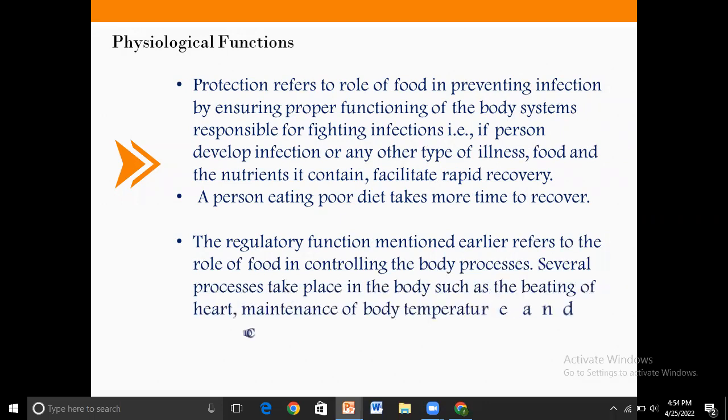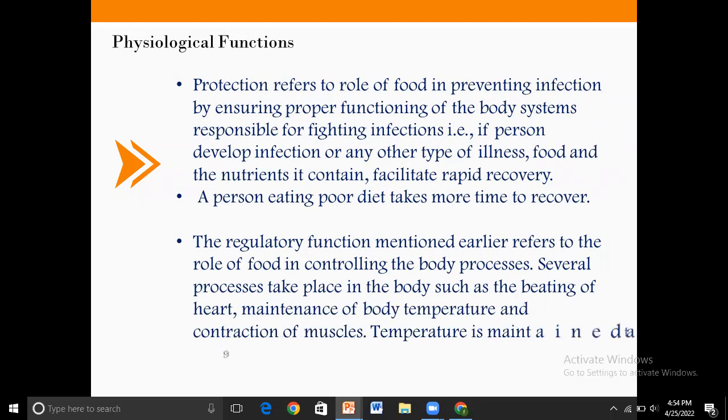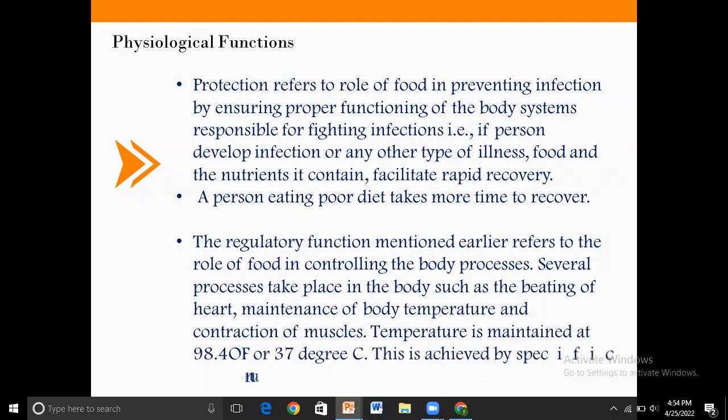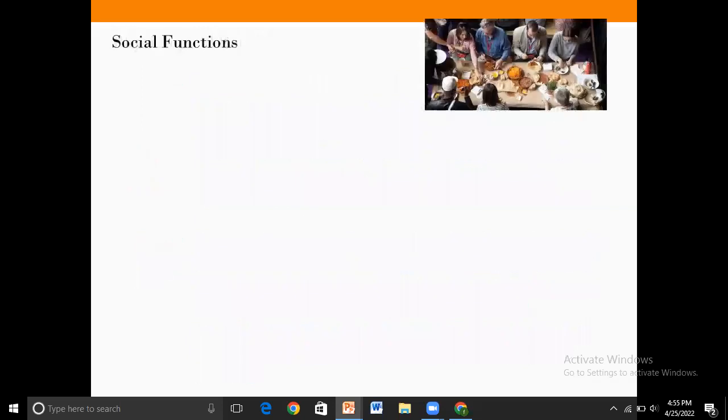Then regulatory function, that is the role of food in controlling body processes like the beating of our heart and maintenance of body temperature. We know that our body temperature is maintained at 37 degrees Celsius, right? Food has a role even in maintaining body temperature. Then there is regulation of all the events or activities taking place inside our body. So food plays a role in maintaining and regulating all these functions. Now that is about the physiological functions.